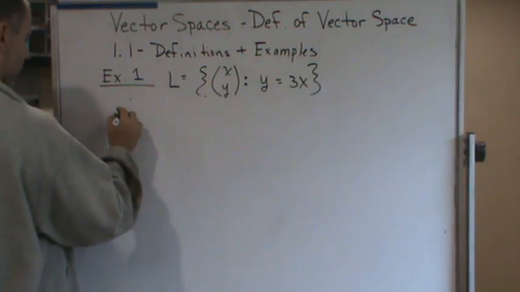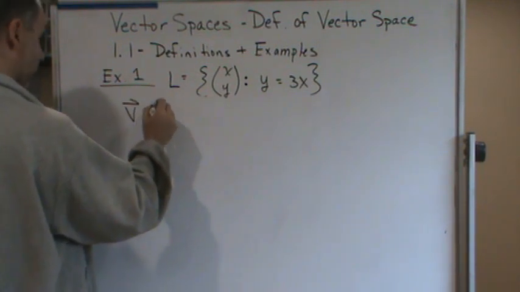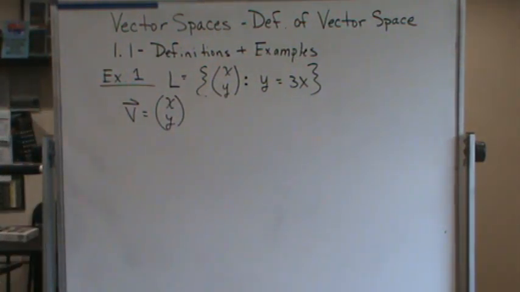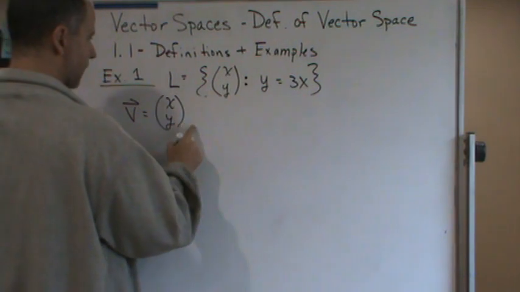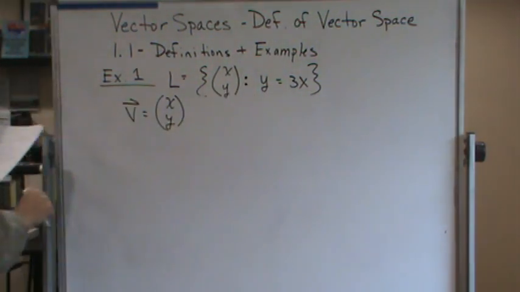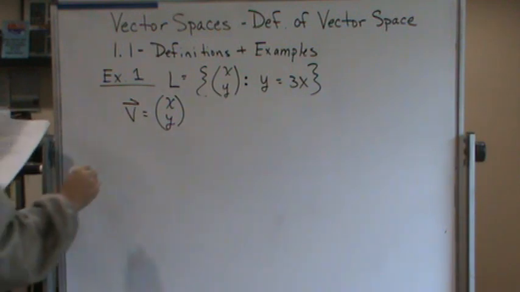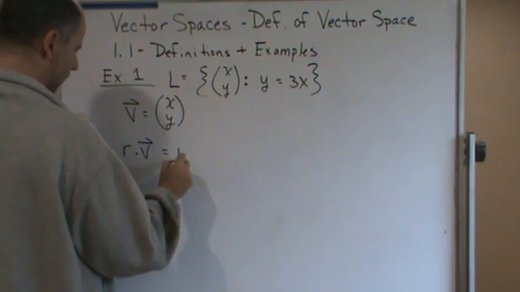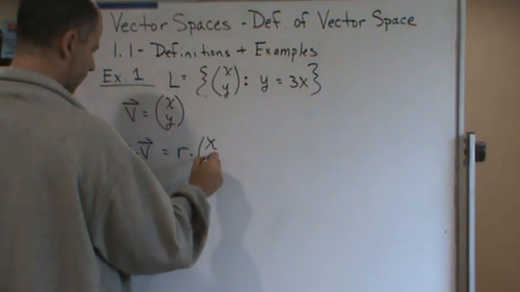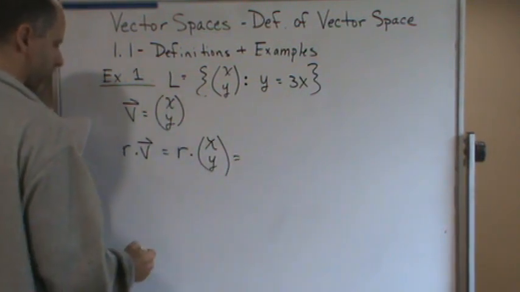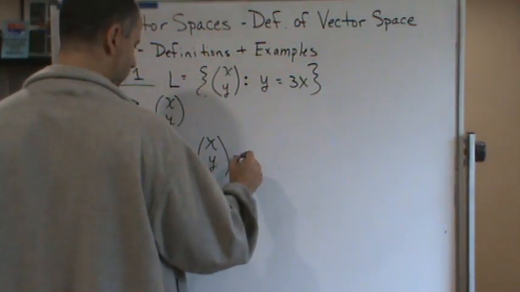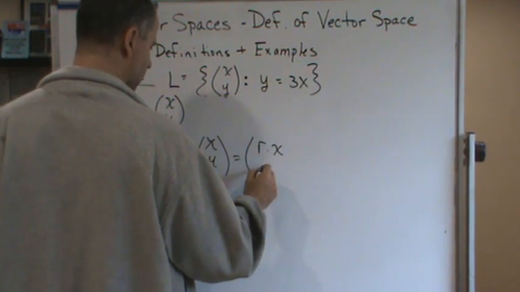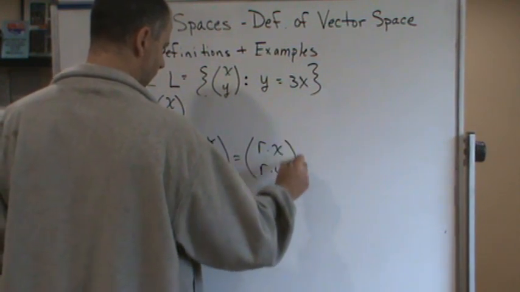So if we take a vector equal to (x, y), such that it satisfies this condition, y equals 3x, then if we take r times v, that's going to be r times (x, y), which equals what? r times x and r times y.